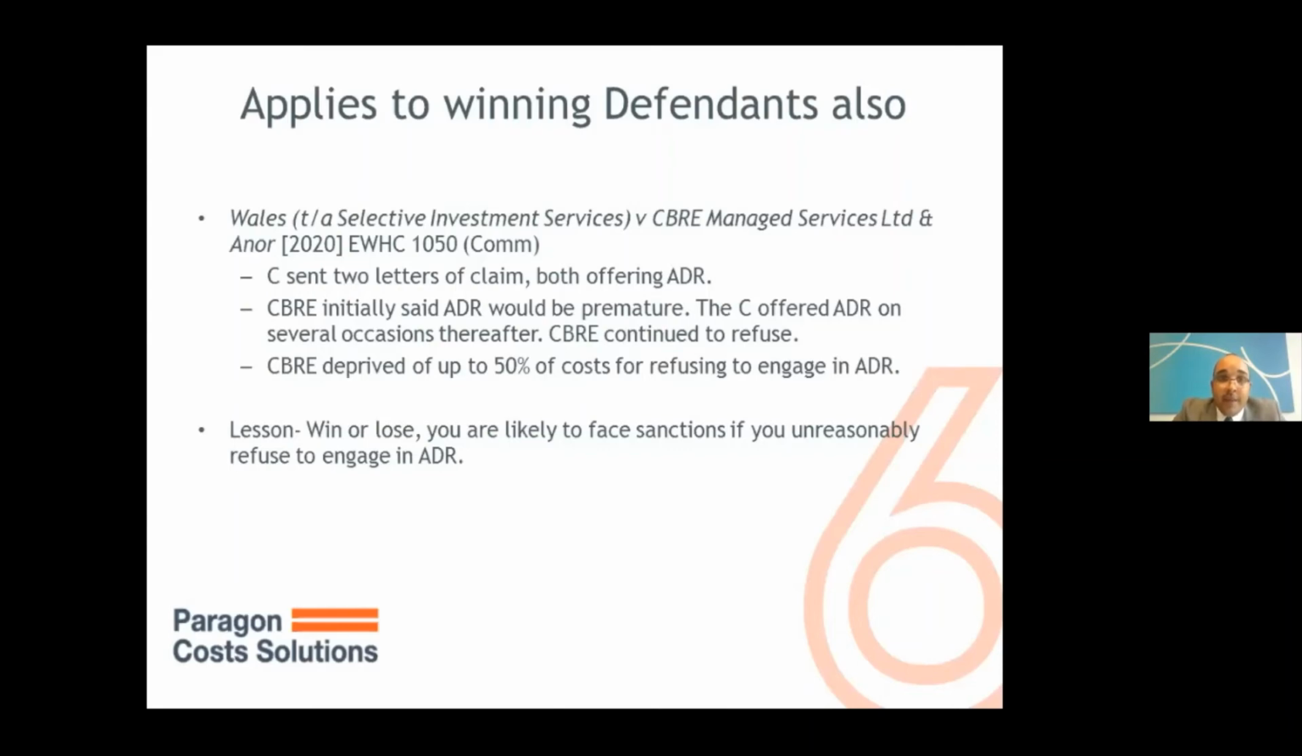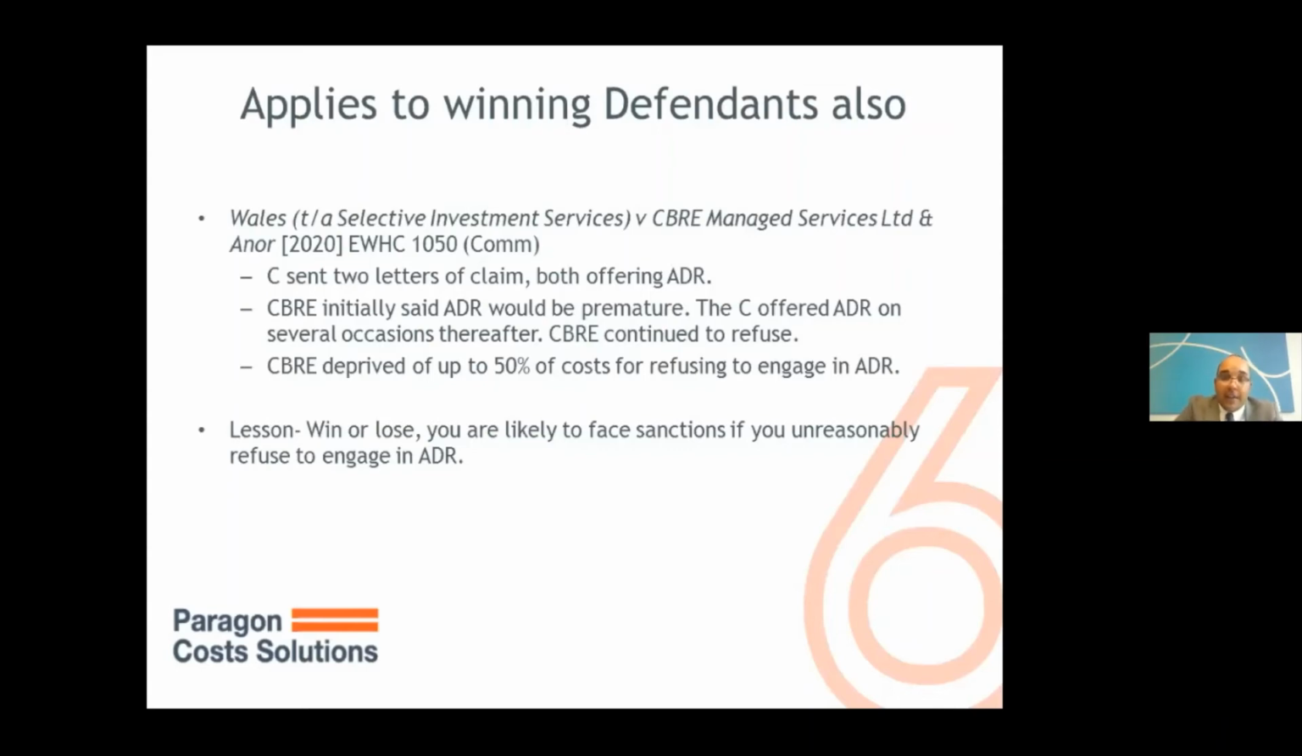In this case, the claimant sent two letters of claim, both offering ADR. CBRE initially said that ADR would be premature. The claimant continued to suggest ADR throughout the proceedings, but CBRE never engaged in that process. They eventually won, so they probably thought, well, we knew we were going to win, so ADR would have been pointless. But they were deprived of up to 50% of their costs for refusing to engage in ADR.